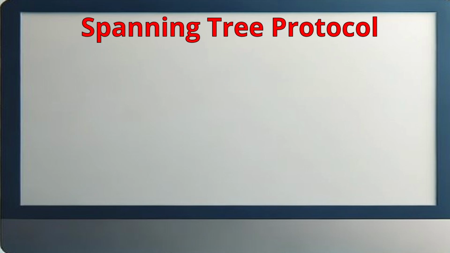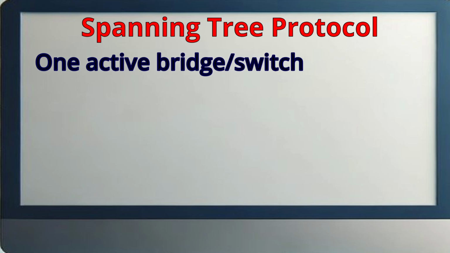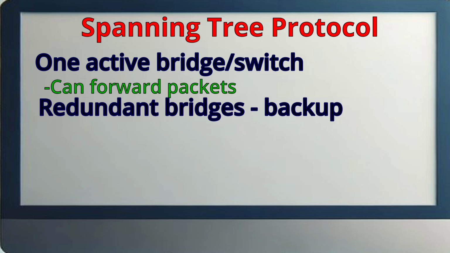So how do we solve this problem? We do it with Spanning Tree Protocol, or STP. This protocol assigns one bridge for each route as the designated bridge. Only the designated bridge can forward packets, and redundant bridges are assigned as backups. Having just one active bridge makes switching loops impossible, as there's not a loop for them to travel anymore.